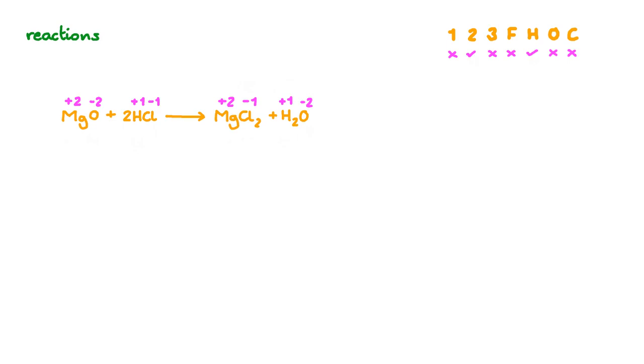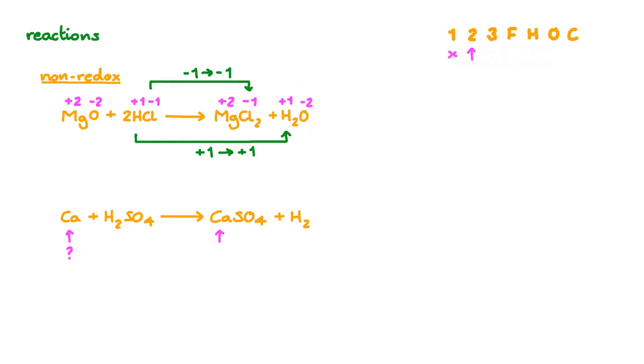Now let's see whether any reduction or oxidation has taken place. The oxidation number for magnesium hasn't changed. It's stayed at +2. And there's no change for oxygen, hydrogen, or chlorine. This is therefore a non-redox reaction.